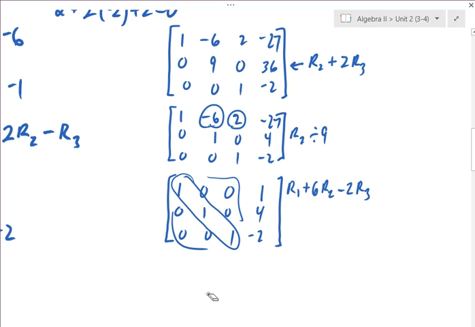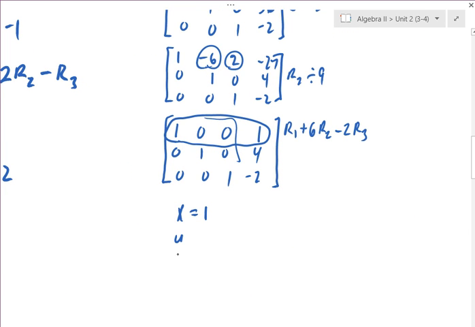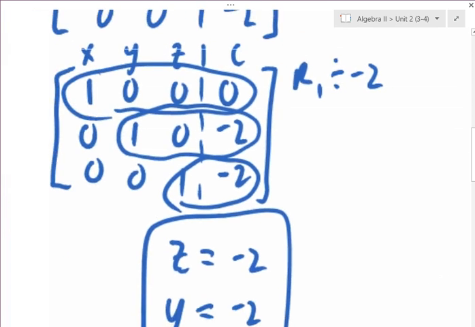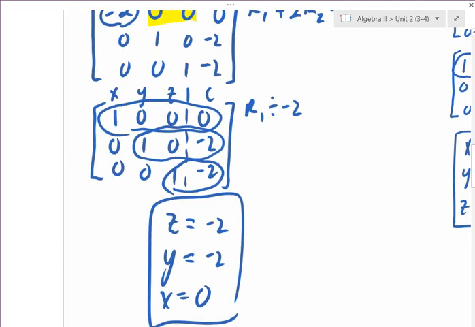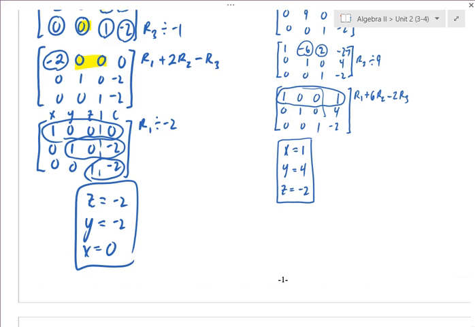Okay? And so now we're ready to state our answers. That is, the top row tells me what? X is 1. The second row tells me Y is 4, and the third row tells me Z is negative 2. Okay? So these take practice, but we kind of followed the same steps along the way to get the zeros and the ones where we wanted. Okay? So any questions on that example?